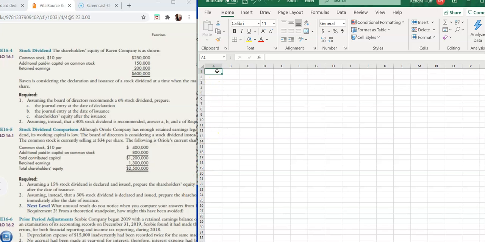Next up, 16.4. More on stock dividends. Okay. Bigger.